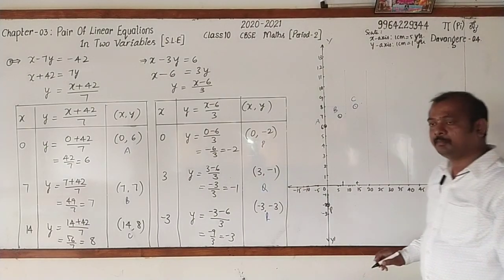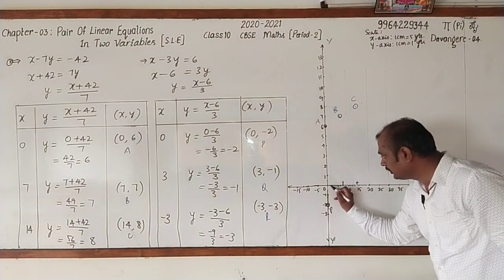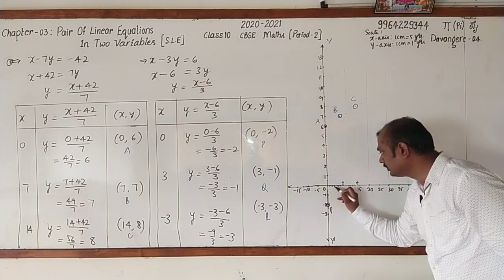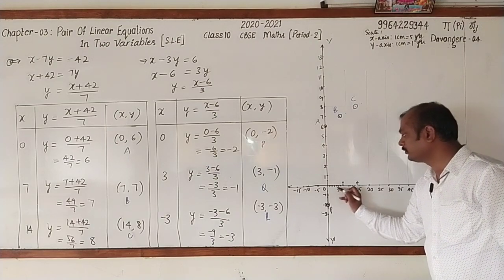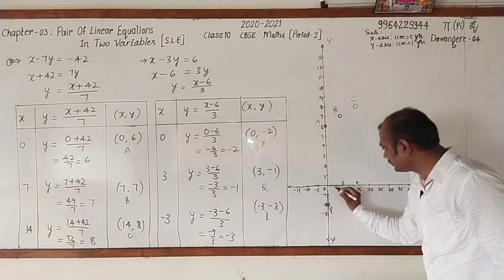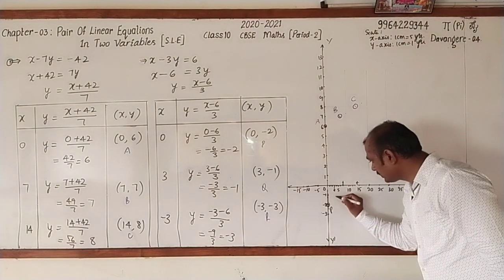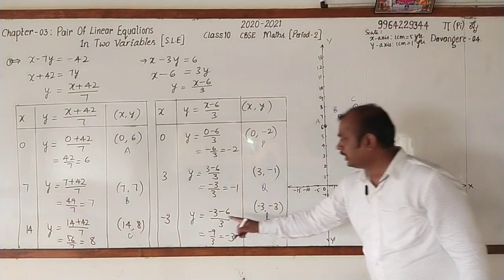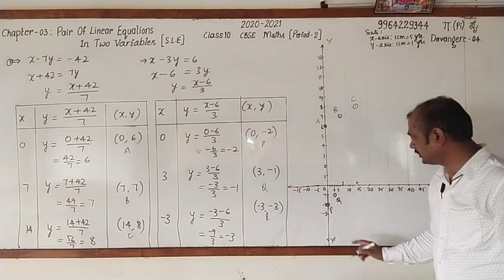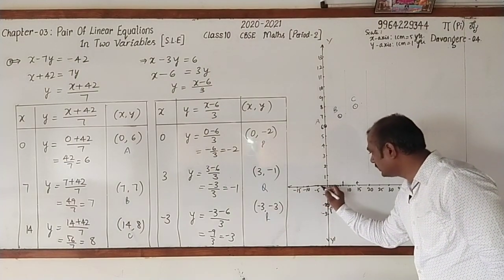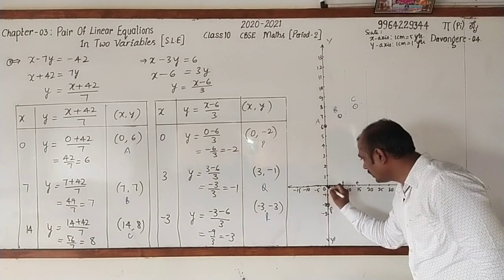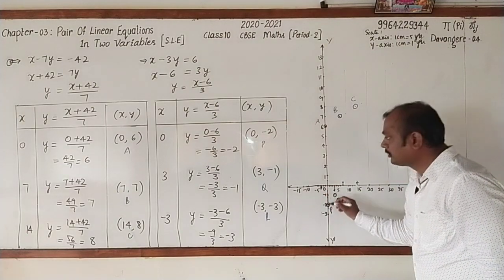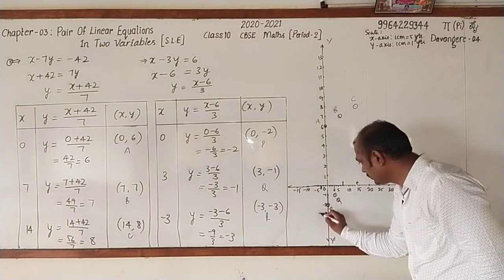Q, 3, minus 1. Look here, 2 divisions, 1, 2 divisions, 2, next 2 divisions, 3, next 2 divisions, 4. Here we want 3, minus 1. This is 1, 2, 3, 3, minus 1. That comes here. Call it as Q. And minus 3, minus 3. This is minus 3. Minus 3 that comes here. 1, 2, 3, 4. Minus 3 that comes here.